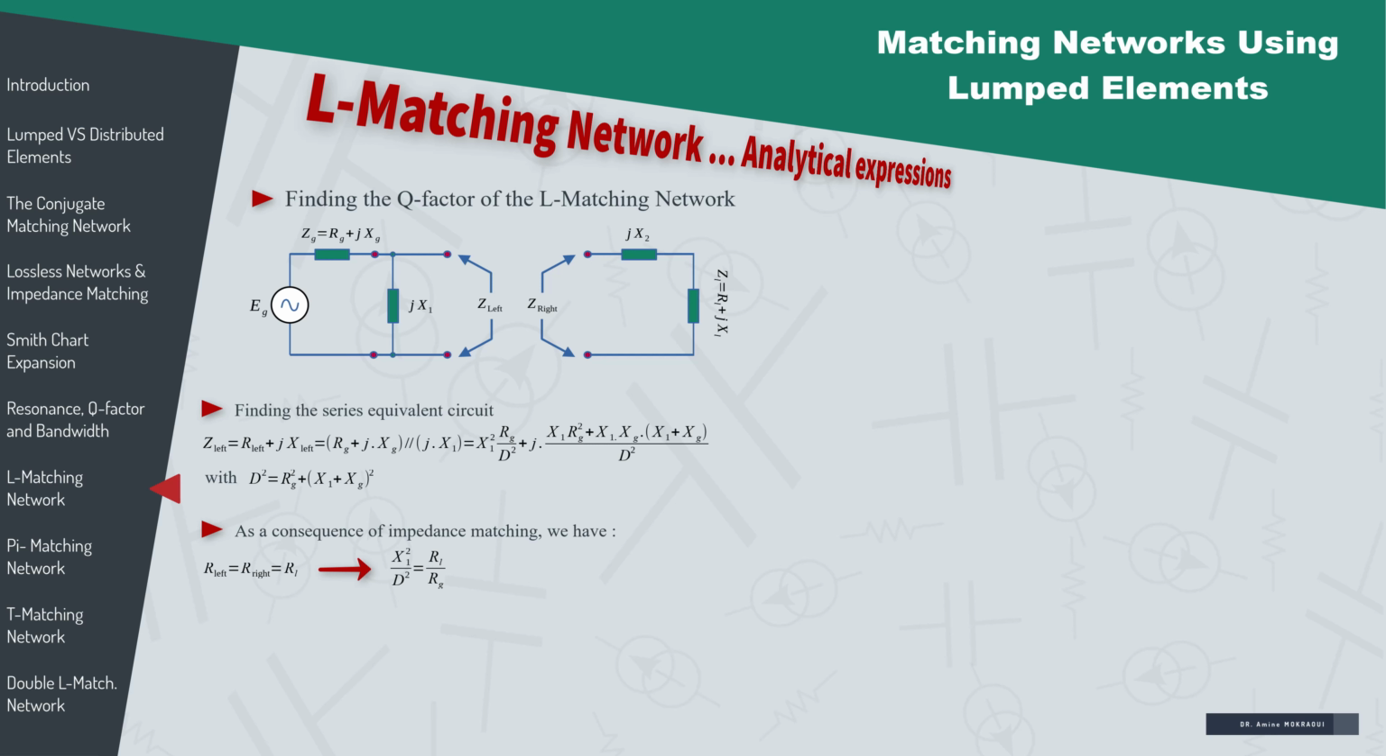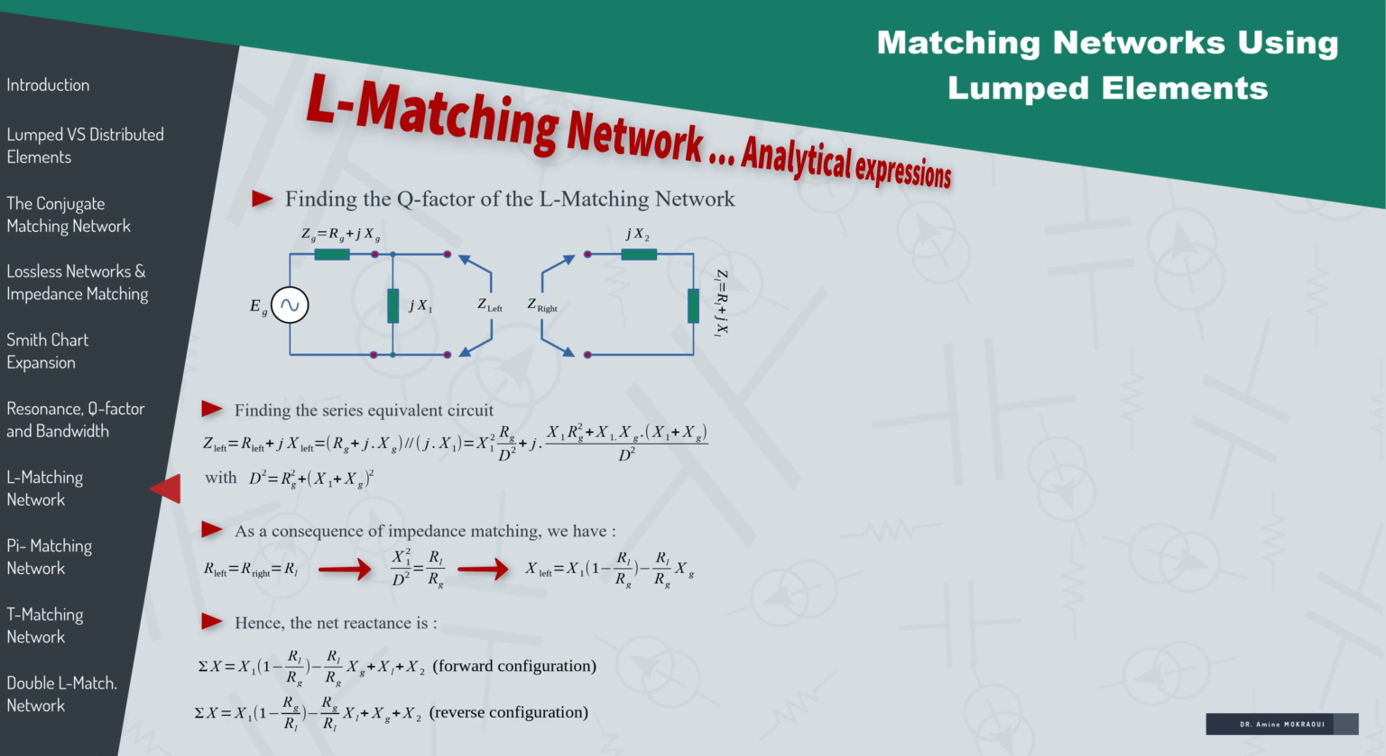Thus, after some transformations, we find x left equals x1 times (1 minus RL over RG) minus RL over RG times xg. Finally, the net reactance of the circuit is sigma x equals x1 times (1 minus RL over RG) minus RL over RG times xg plus XL plus x2. For the reverse configuration, it suffices to swap Zg and ZL. The last equations represent the contribution of each reactive element present in the circuit. Of course, under matching condition, we will get sigma x equals 0.